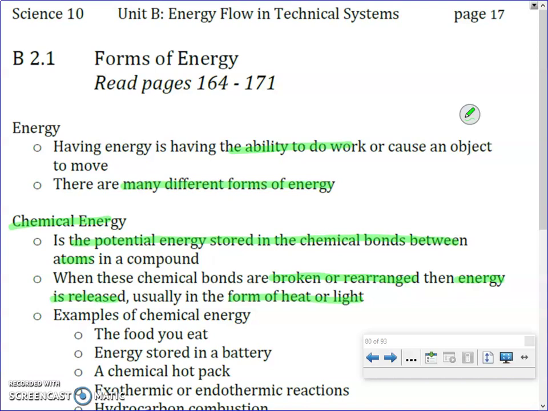Here are some examples of chemical energy. The food you eat. Energy stored in a battery. How about a hot pack? Exothermic reactions release heat. Endothermic reactions absorb heat.